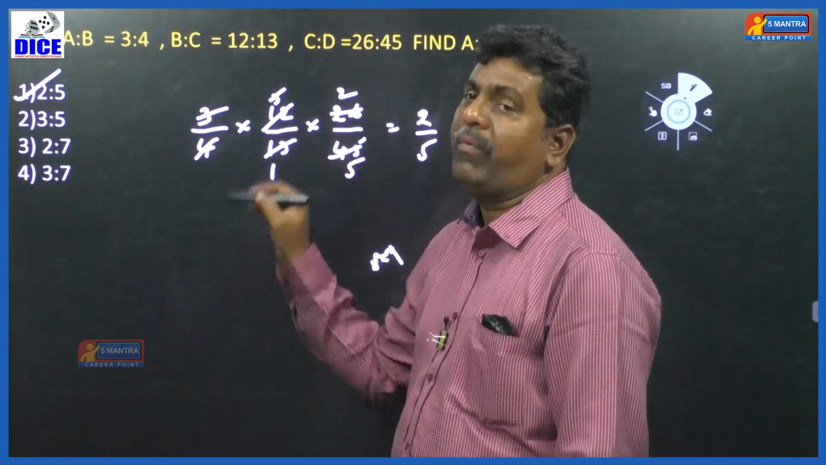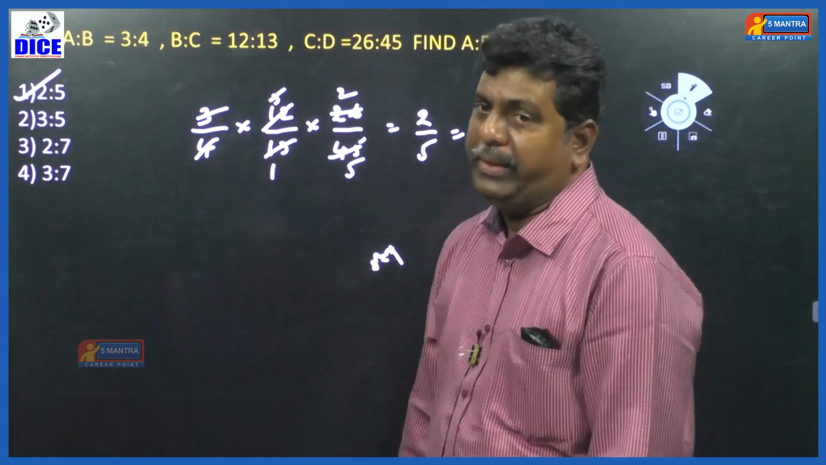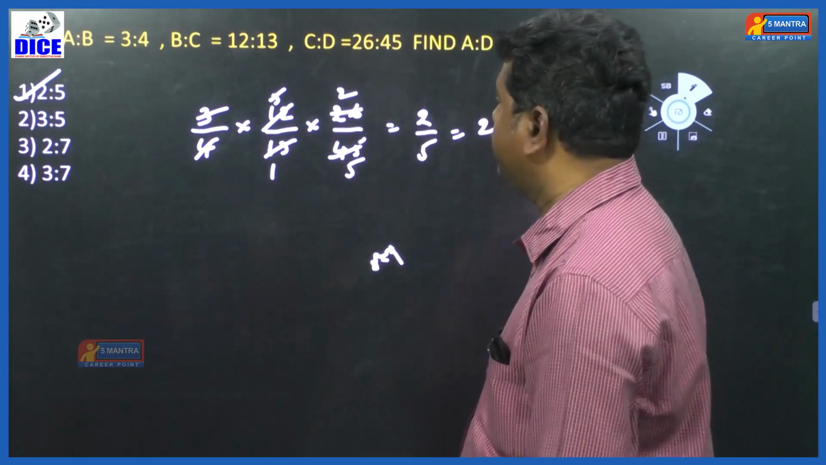Just simply 3 by 4 into 12 by 13 into 26 by 45. That is enough method. Okay. Now we can go for the next, the 10th problem.